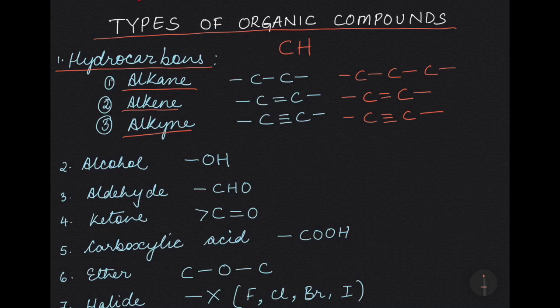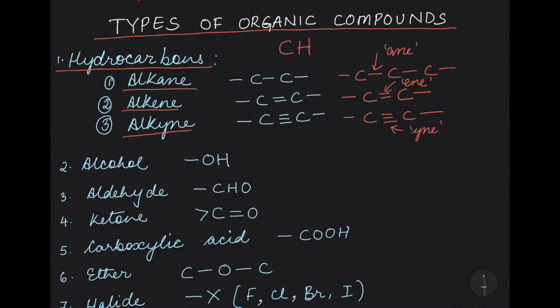So if it is a single covalent bond, then it is alkane, A-N-E. If it is a double covalent bond, then it is alkene, E-N-E. And if it is a triple covalent bond, then it is Y-N-E.